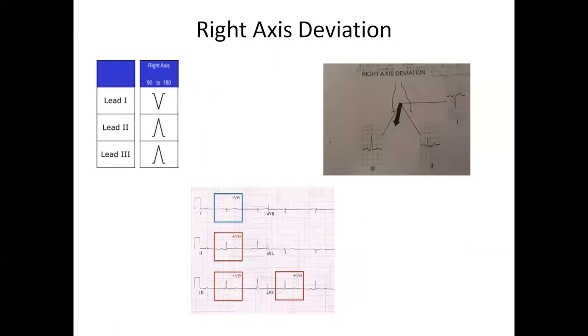Then the same way, in a right axis deviation, the electricity is flowing towards the inferior part of the heart, which is lead 3 and 2. So they are going to have positive deflections. And then since it's going away from lead 1, it's going to have a negative deflection. So you are going to get a down, up, up pattern in right axis deviation.